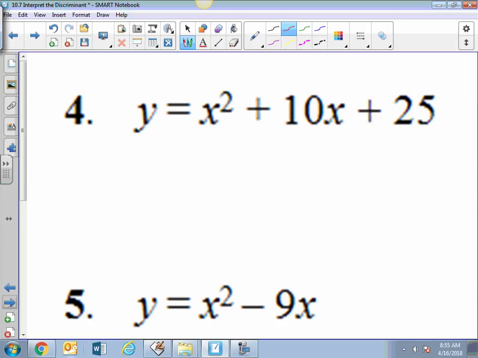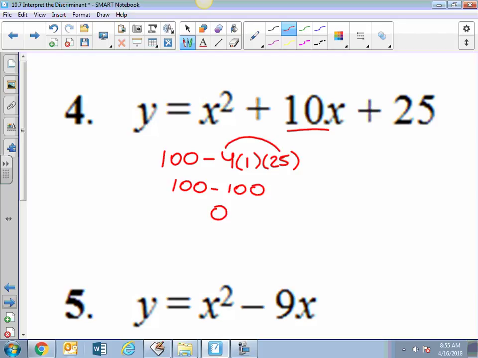Okay, a couple more examples here I can show you. I'm going to go kind of quick through these. b squared here is 10 squared, so it's 100, minus 4a, which is 1, and then c, which is 25. I can already tell this is going to be one solution, since 4 times 25 is 100, and you would get 0. So that just means there's one solution.